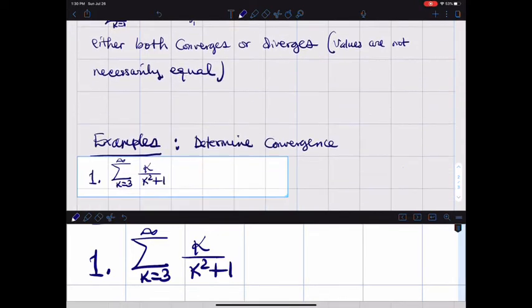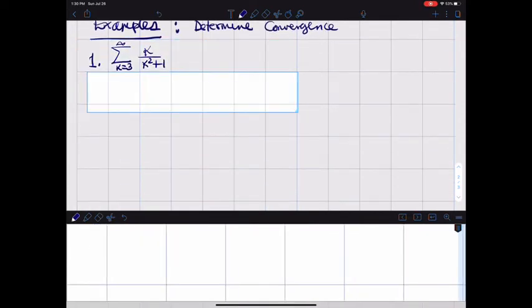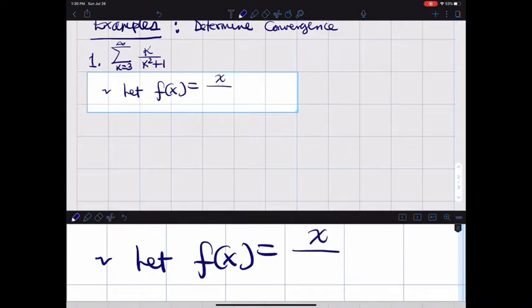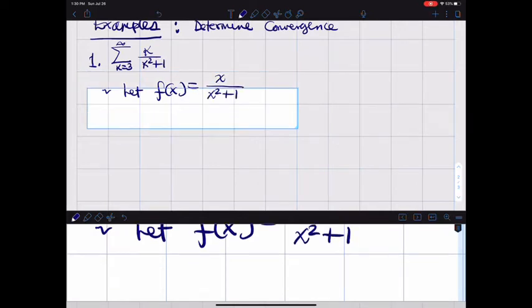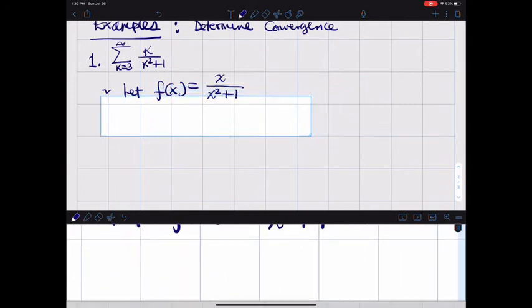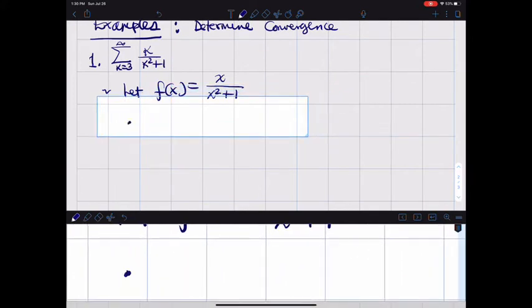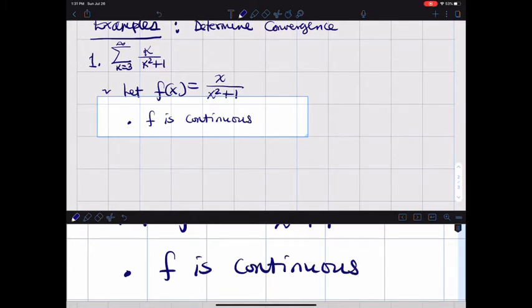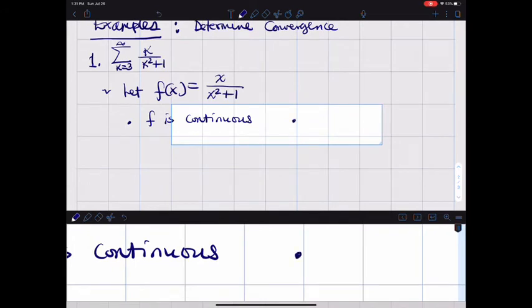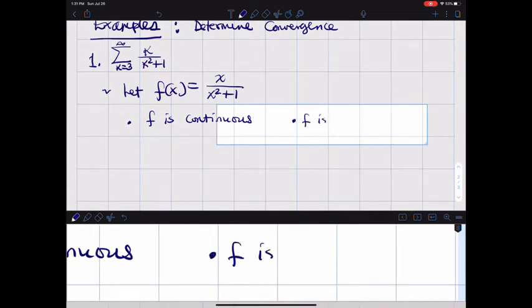So let's start with f. So our f, what we can do is let's choose f of x. Let f of x be equal to x over x squared plus 1. What do we know? F is continuous. All right. What else do we know? F is increasing. Why?